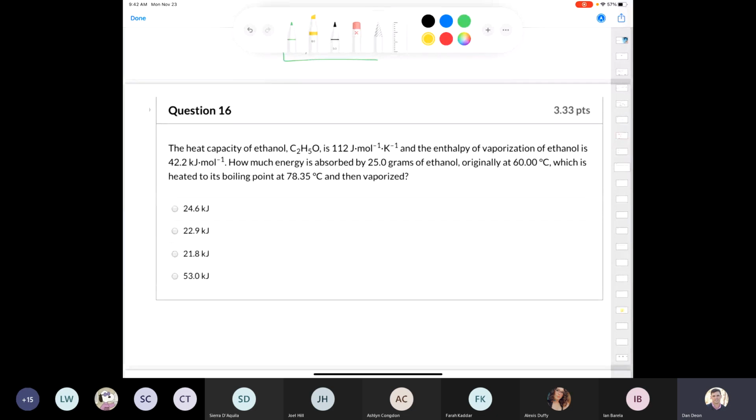So what we're doing here is a two-stage process, isn't it? It is a two-stage process, right? We're starting with 25 grams of ethanol, right?